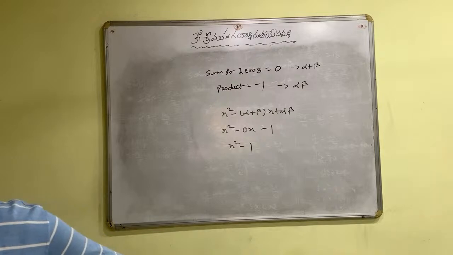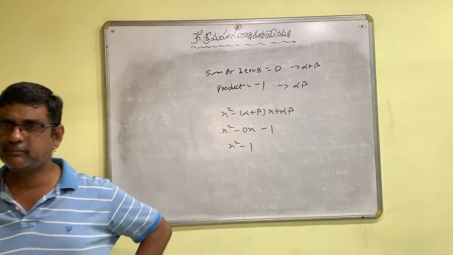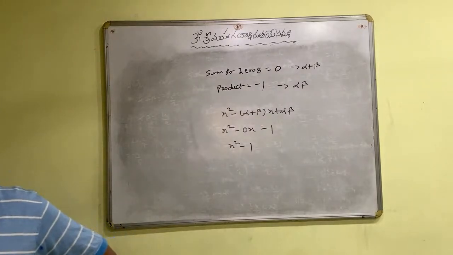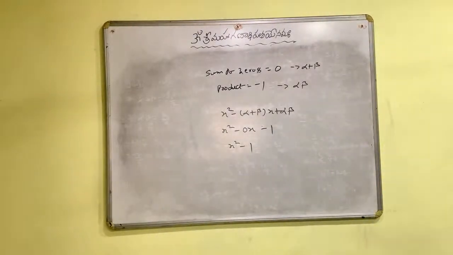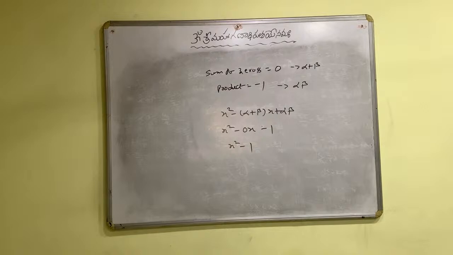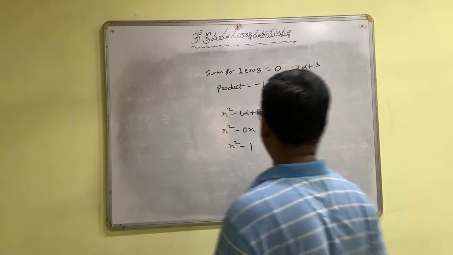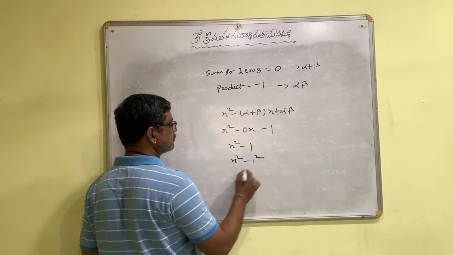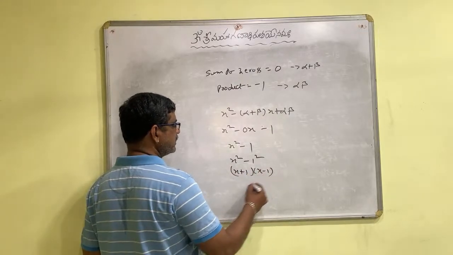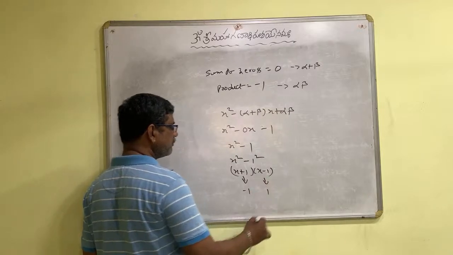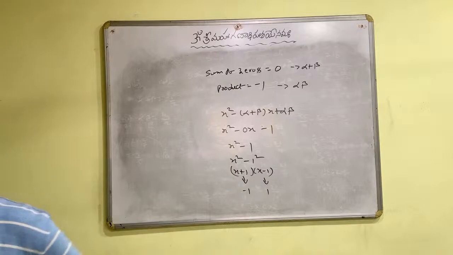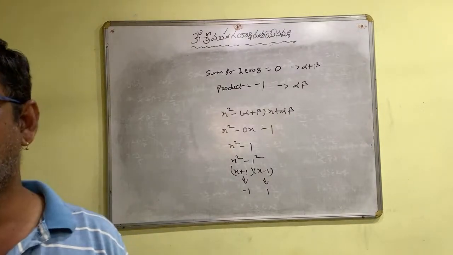Can we find its zeros, children? What are the zeros of this polynomial? Zeros of the polynomial x square minus 1 is... what are its zeros? 1 and minus 1. Very good. We can split this one as x square minus 1 square, a plus b, a minus b. So 0 of this one is minus 1, 0 of this one is 1. So negative 1 and 1 are the zeros of that polynomial. Okay?